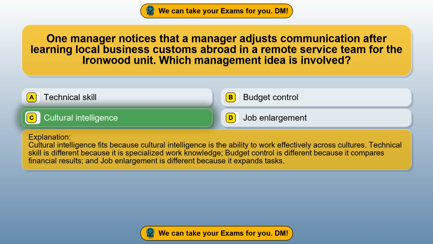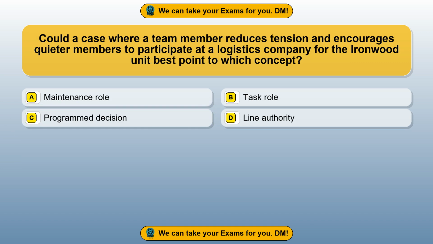Technical skill is different because it is specialized work knowledge. Budget control is different because it compares financial results, and job enlargement is different because it expands tasks. Question 88. Could a case where a team member reduces tension and encourages quieter members to participate at a logistics company for the Ironwood unit best point to which concept?